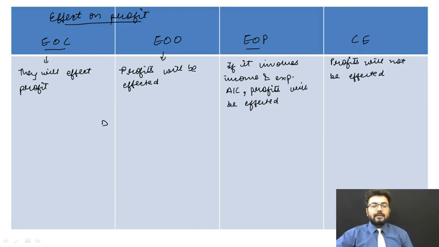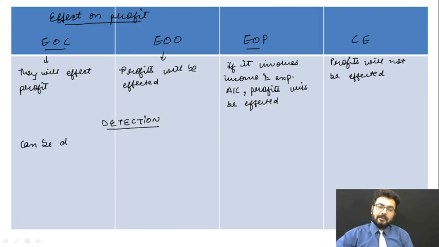After that, talking about detection, how you are going to detect them. Will this be easy for you, or is this going to be too difficult? Errors of commission can be detected through normal audit.